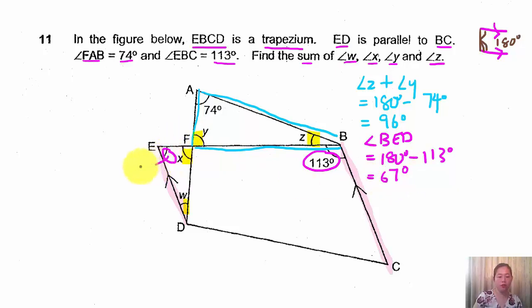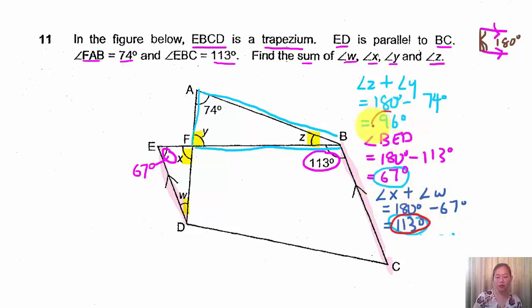So now that we know this is 67 degrees, we can find angle X and angle W, which is equal to 180 degrees minus 67 degrees because of angle sum of triangle, and this will be 113 degrees. So to find the four angles, we can now use this and this. 96 degrees plus 113 degrees is equal to 209 degrees.